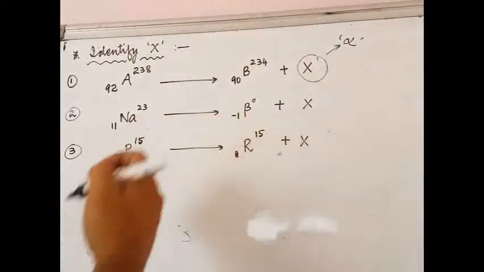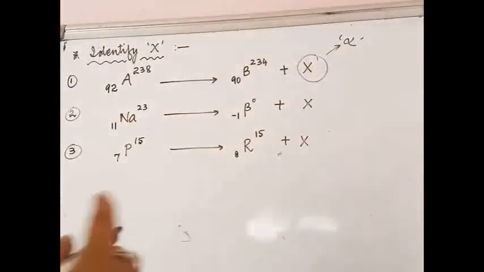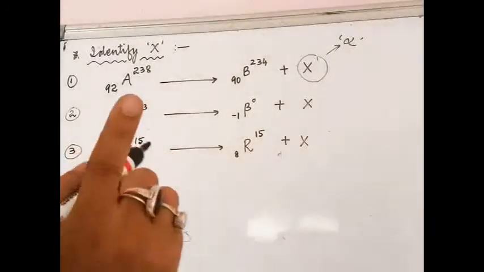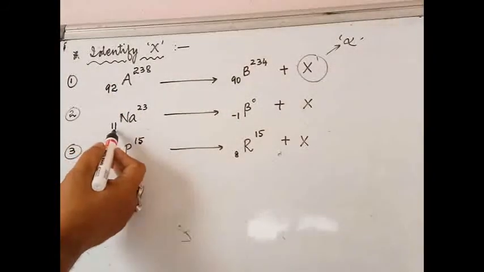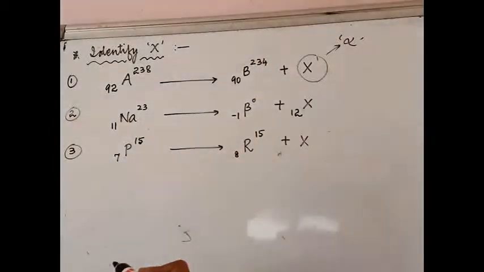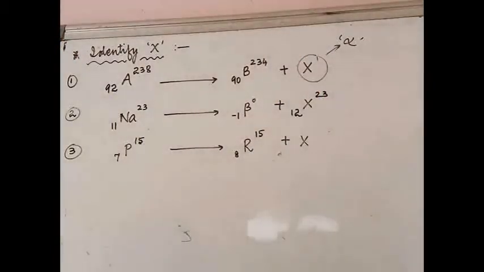Similarly, have a look over here. Here 11Na23 is giving out a beta particle, or a stream of beta particles. Only one beta has come out. Therefore whenever beta comes out, there is an increase in the atomic number by 1. So 11 plus 1 will make it 12, and there is no effect on the atomic mass. So that means the element X becomes 12X23.